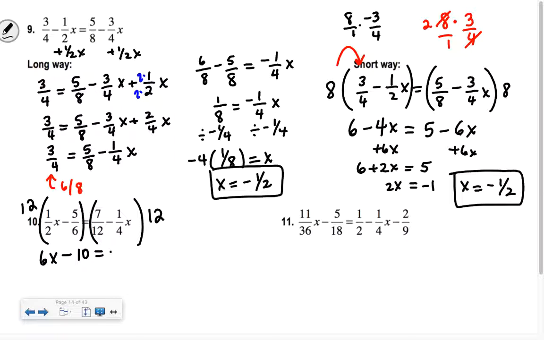The next one is going to be 7 minus 3x. When I add the 3x, I get 9x on the left. I'm going to add the 10 over, I get 17. So my answer is x equals 17 over 9. That's it. All right, you guys want to try number 11? Start it out. See if you can get that first step at least.